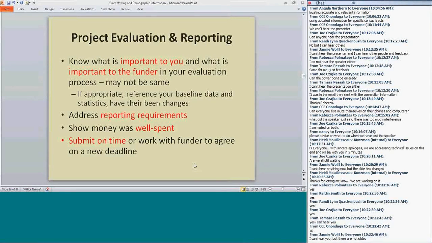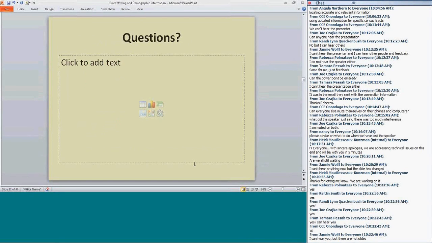Again, address reporting requirements. What have they asked you to share with them? That the money was well spent. And that's, I think, particularly important if you have had a change of plans, so they funded you for one thing, but in the process you did something a little bit different. Be sure they understand, remind them why we went this route and why this was still a valuable project. Again, the on-time submission.